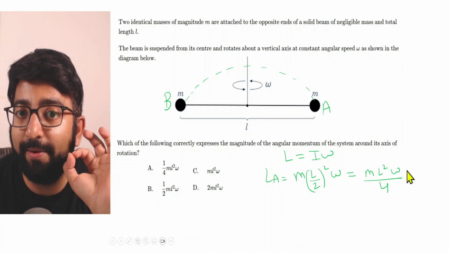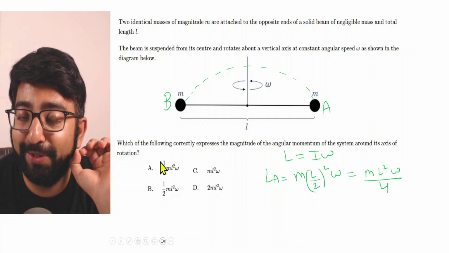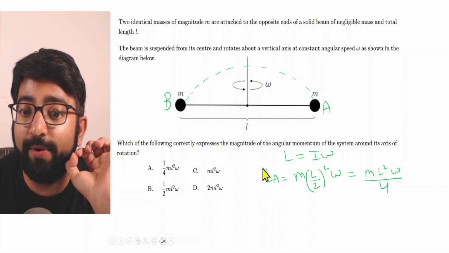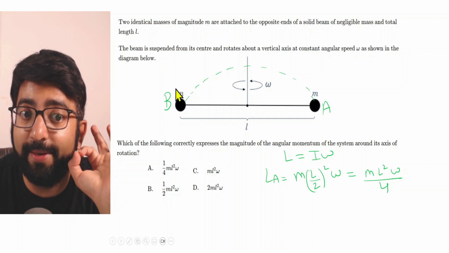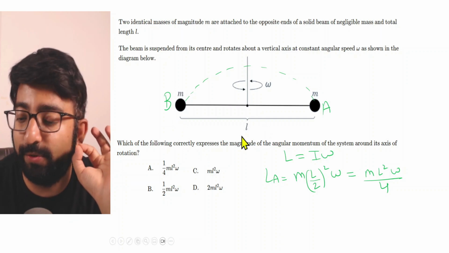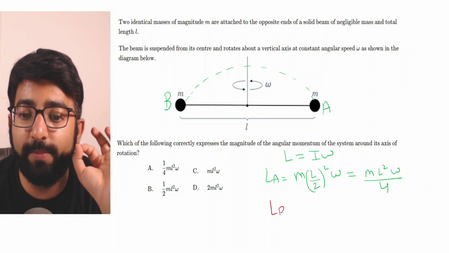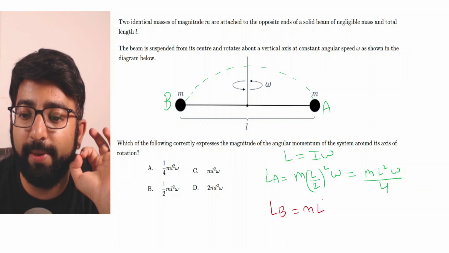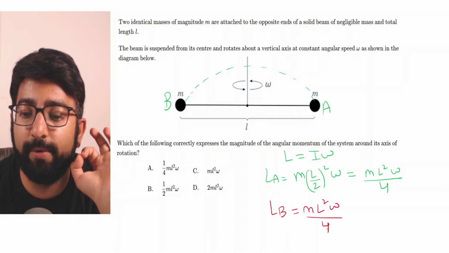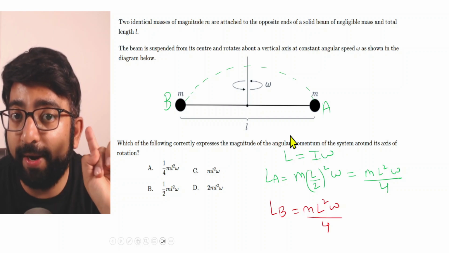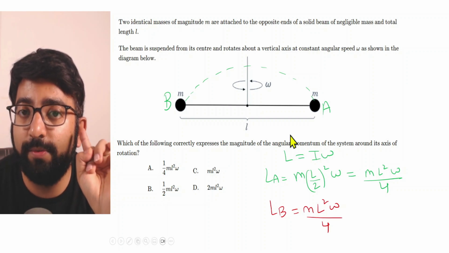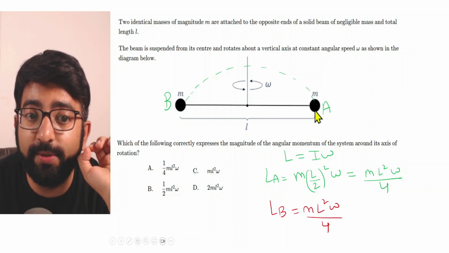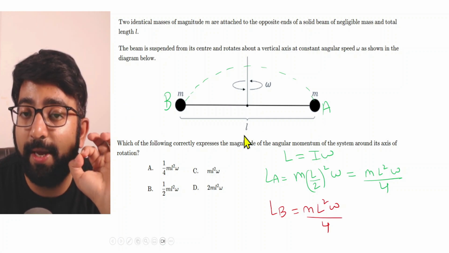Now, don't be in a rush to select option A because that's not the right answer. We have figured out angular momentum only for the object A. For the object B, it is the same mass and same distance. So the angular momentum for the object B will have the same magnitude, m L square omega by 4. But remember, angular momentum is a vector quantity. We need direction also. But in this situation, both A and B are moving in the same direction.